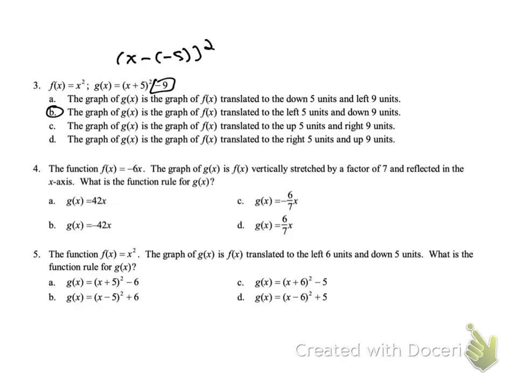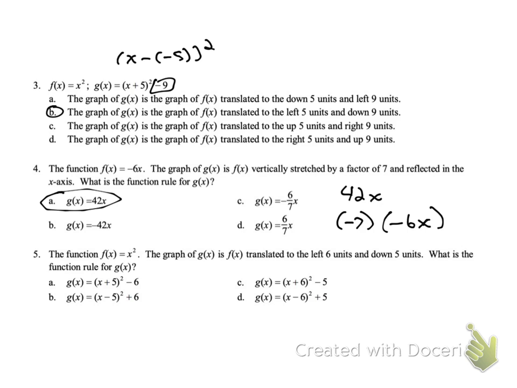Number 4, we have the function f of x is -6x. All right, if it's stretched by a factor of 7 and reflected in the x-axis, we're going to multiply by -7. So that would become a positive 42x. Okay, we would have -7 times that -6x, which would make that a positive 42x. Then a negative times a negative makes it a positive.